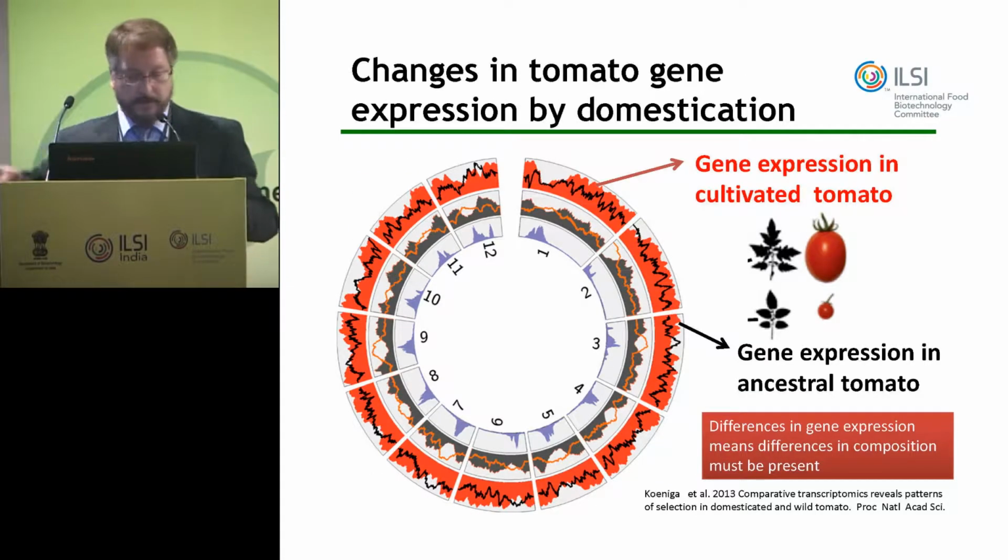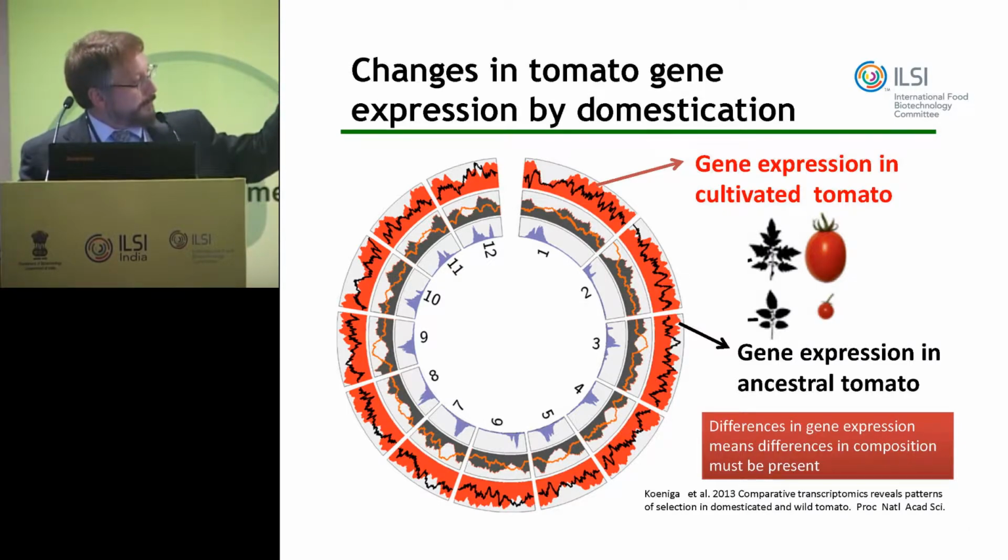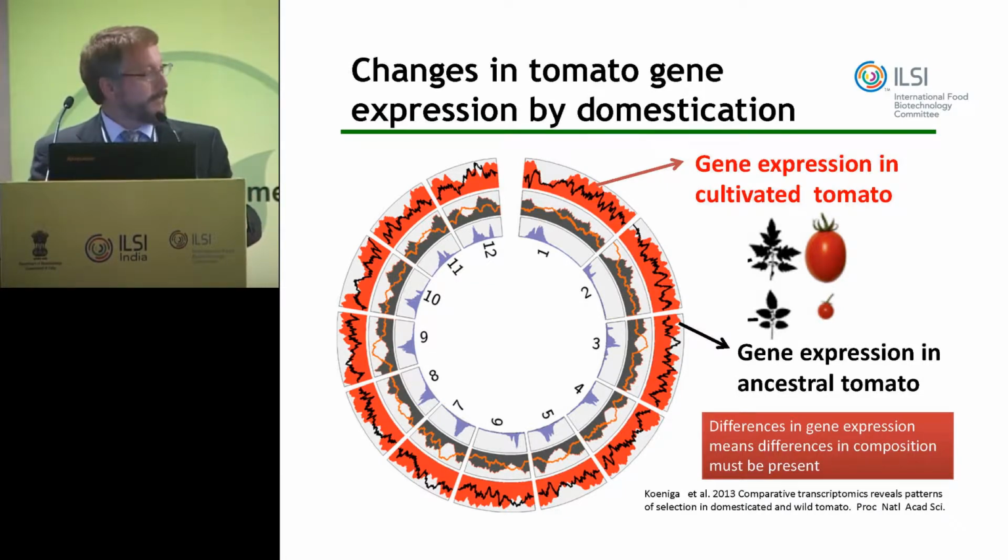This was an article that just came out as we were having the conference, the composition workshop in Argentina. And in that red, the circle represents the 12 chromosomes of tomato. And that red in the outer band is gene expression levels. In red is the gene expression level in cultivated tomato, and in black, you see the gene expression levels in ancestral tomato. And you can see the two of them pictured here.